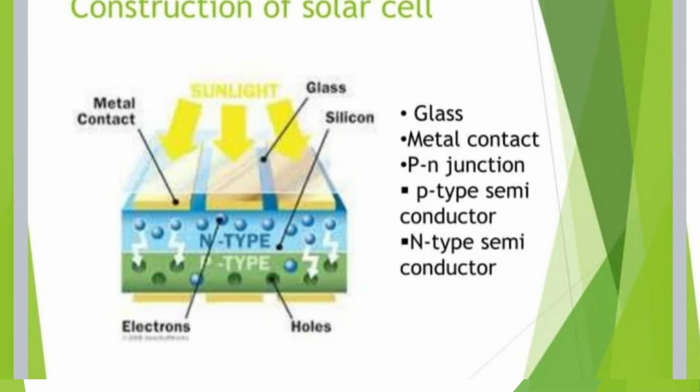Then we have the construction of the solar cell, which has the glass, the metal contact, the PN junction, the P type semiconductor, and the N type semiconductor. So you can go through the diagram of the construction of the solar cell. It's very easy.